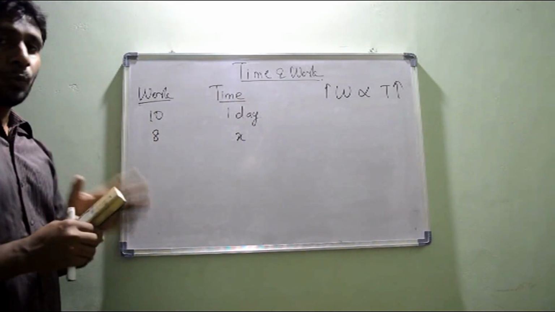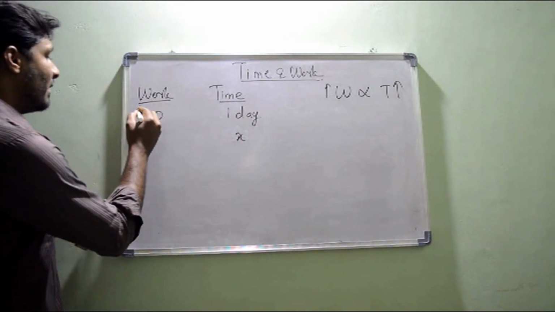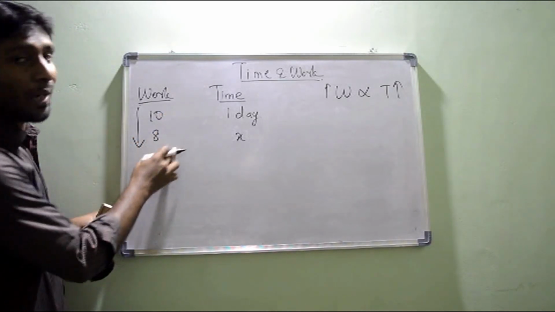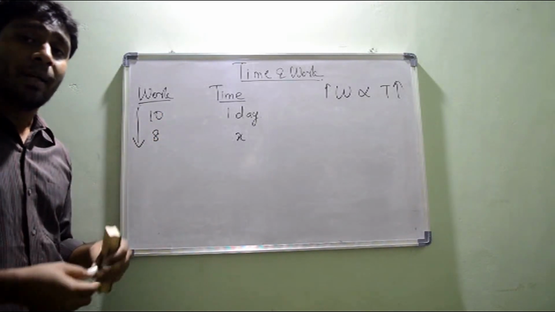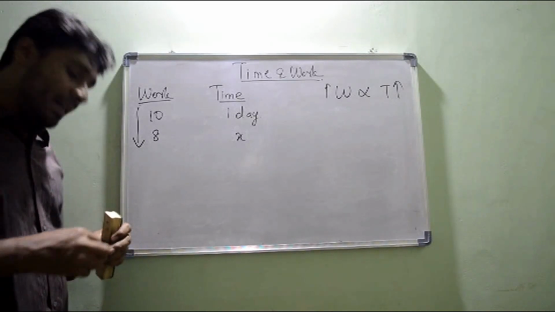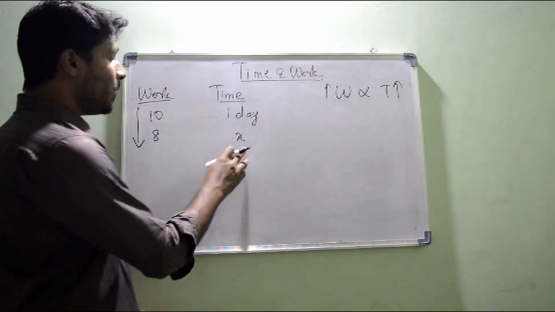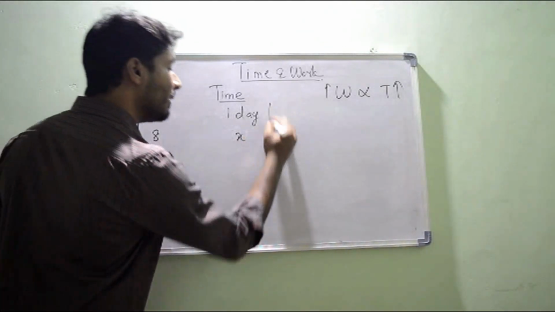So here what's happening to work? The work is decreasing. It is decreasing from 10 to 8. Got it? And when work decreases, what happens to time in a very practical manner? Time also will decrease. That's good. So the x value should be much less than 1 day. So the time also will decrease.